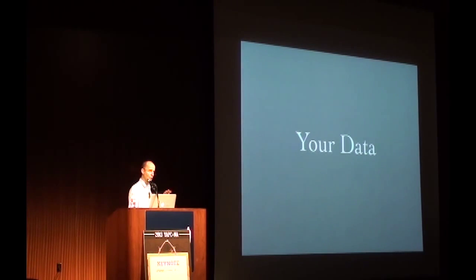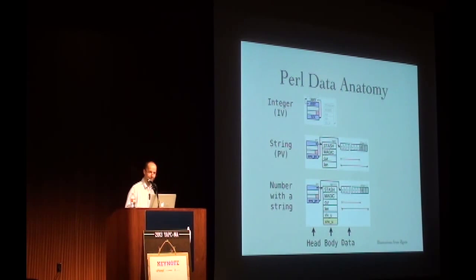So let's have a look at some Perl internals. When you write your Perl code, you think in terms of integers and strings and arrays and numbers and all that kind of thing. But inside the Perl internals, there's lots of tiny little data structures. So here are three of them: integer, string, and a number with a string. And at the bottom there, you can see head, body, data.